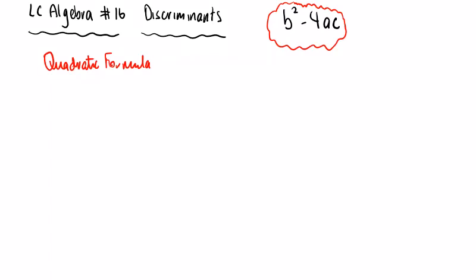So in this video, we're going to look at what are called discriminants. Now, the discriminant is the b squared minus 4ac from the quadratic formula, which is what's inside the square root.